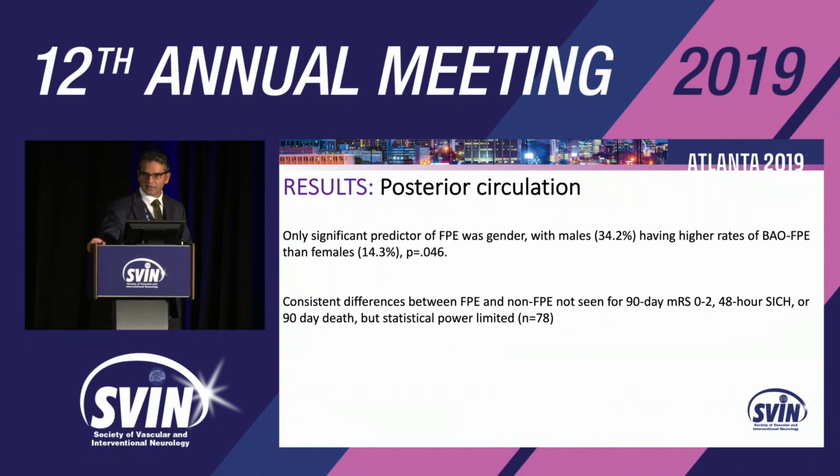I'm going to transition very briefly to the posterior circulation, where there's actually very little understanding at present about what are predictors of first pass effect. And we did some analysis. Bear in mind, this is a very small sample size, so we only had 78 patients for analysis from the TRIVO registry. The only significant predictor we identified for the first pass effect was gender. So there was a higher percentage of males versus females that achieved basilar artery occlusion first pass effect. And then there was really no consistent differences in the safety endpoints or the primary efficacy endpoints. So this may be limited by our sample size.